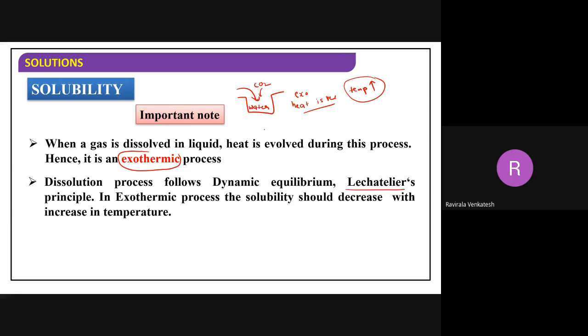Correct? Then if I heat this, the equilibrium should do what? It will shift in the opposite direction. That means it should decrease the temperature. So dissolving carbon dioxide increases the temperature. But when you heat, it should decrease the temperature. So in which direction will the temperature be decreased, dissolution or crystallization?